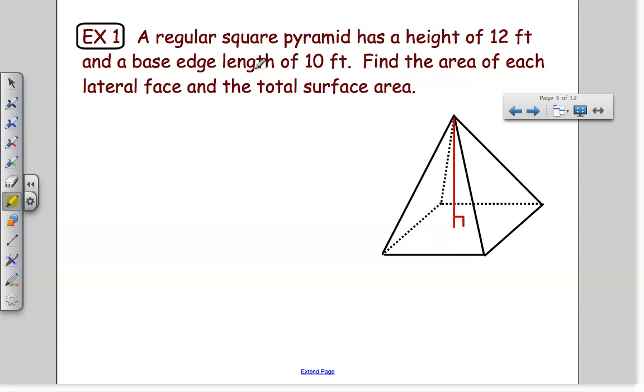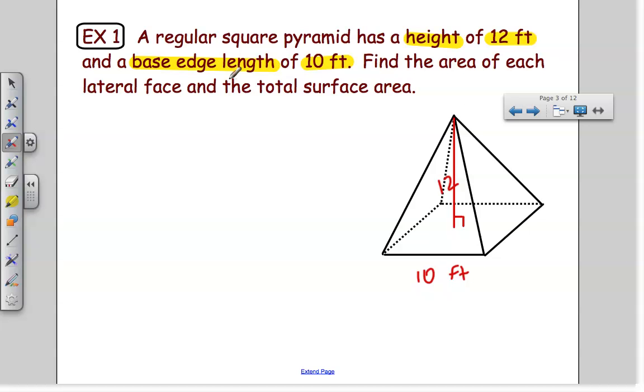So in this example, I have a regular square pyramid. I know it's a square pyramid because the base is a square. And then I have 4 triangular lateral faces here. The regular square pyramid has a height of 12 feet. That means if it just said height, it did not say slant height, height at 12 feet is this red line going at a right angle to the base. So this here is 12 feet. And it has a base edge length of 10 feet. Base edge length, so off of the bottom, the edge is 10 feet in length.